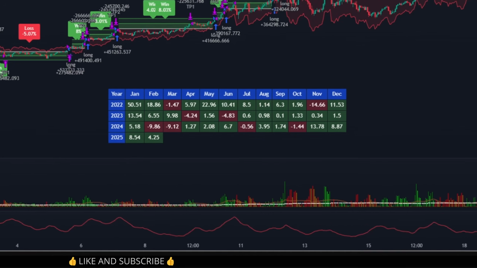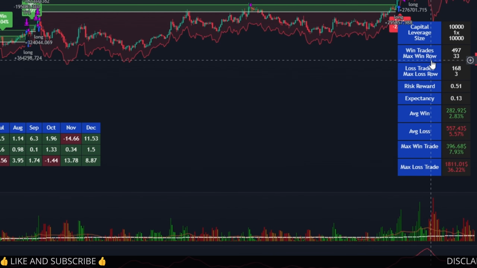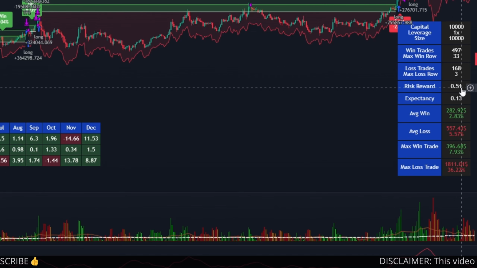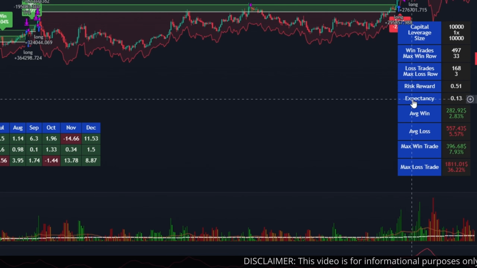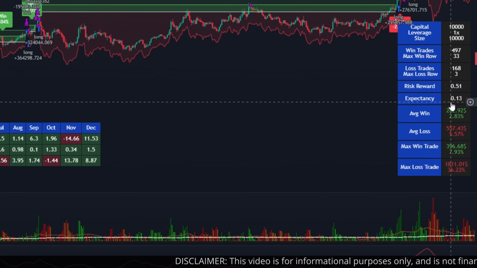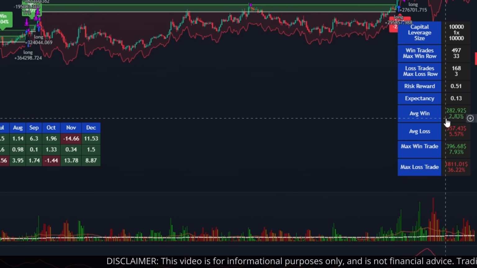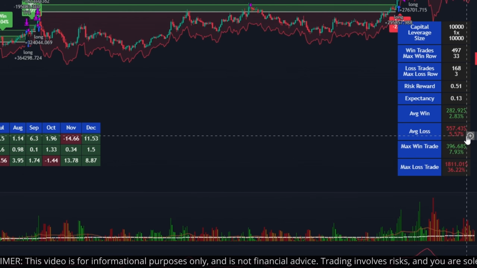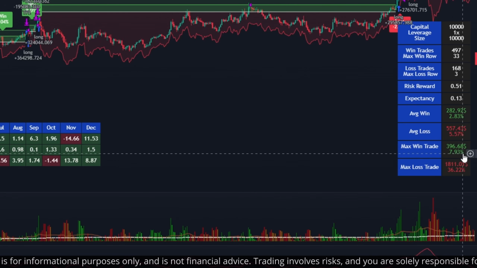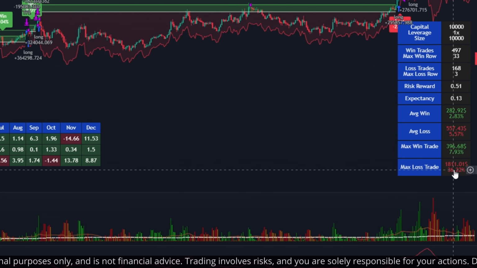The mind-blowing results are here, which basically are max win row 33, risk reward 0.51, and this is a key metric of today's strategy. Expectancy 0.13, which is a low value, average win 2.83%, and average loss 5.53%. Max win trade 7.93%, and max loss trade 36%.